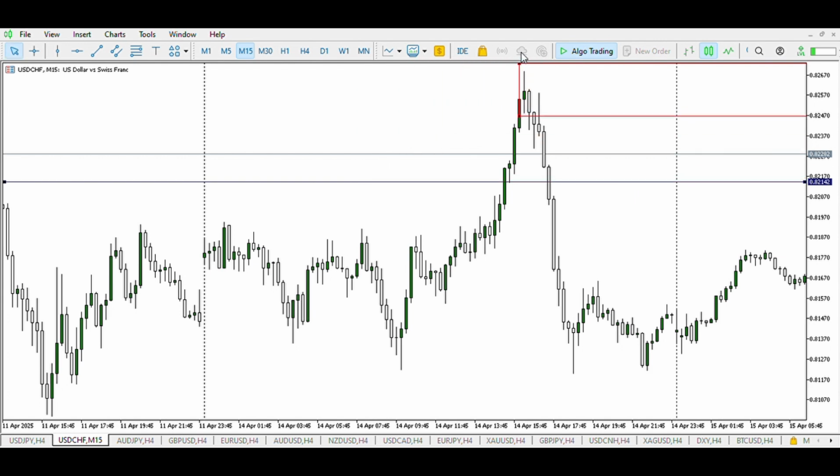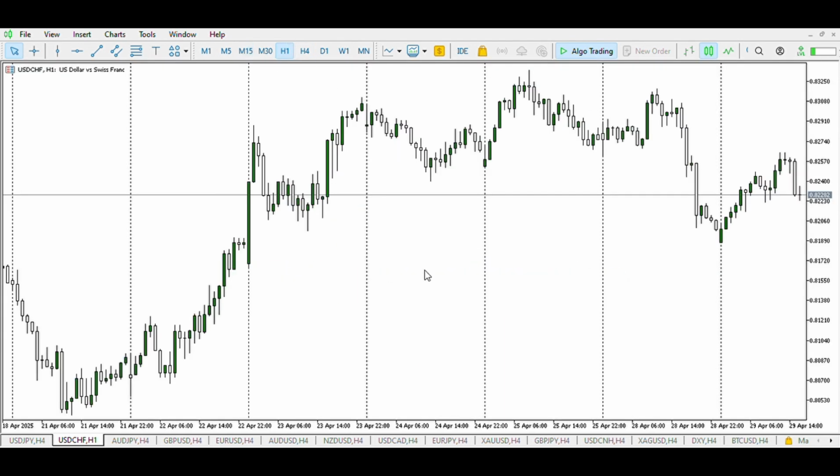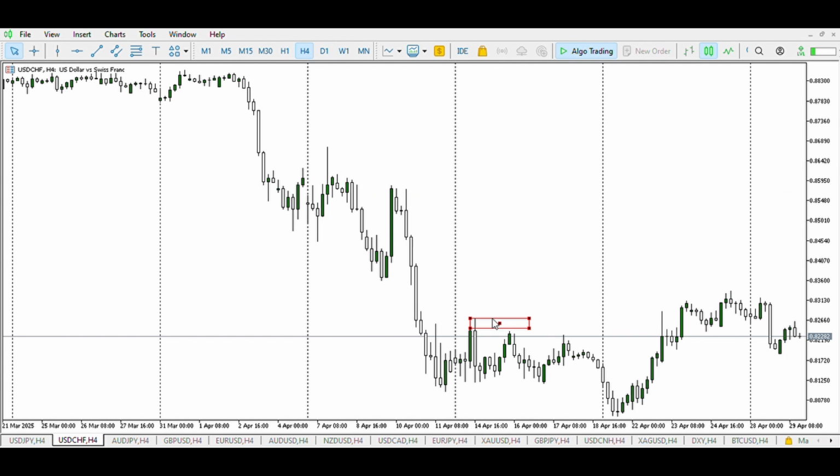So you just mark the zone. If you are satisfied, you leave it. If you are not satisfied, you can mark 50% more, but I guess this is enough of a zone. So let's go to the 4 hours. You can see this is the zone we have refined.